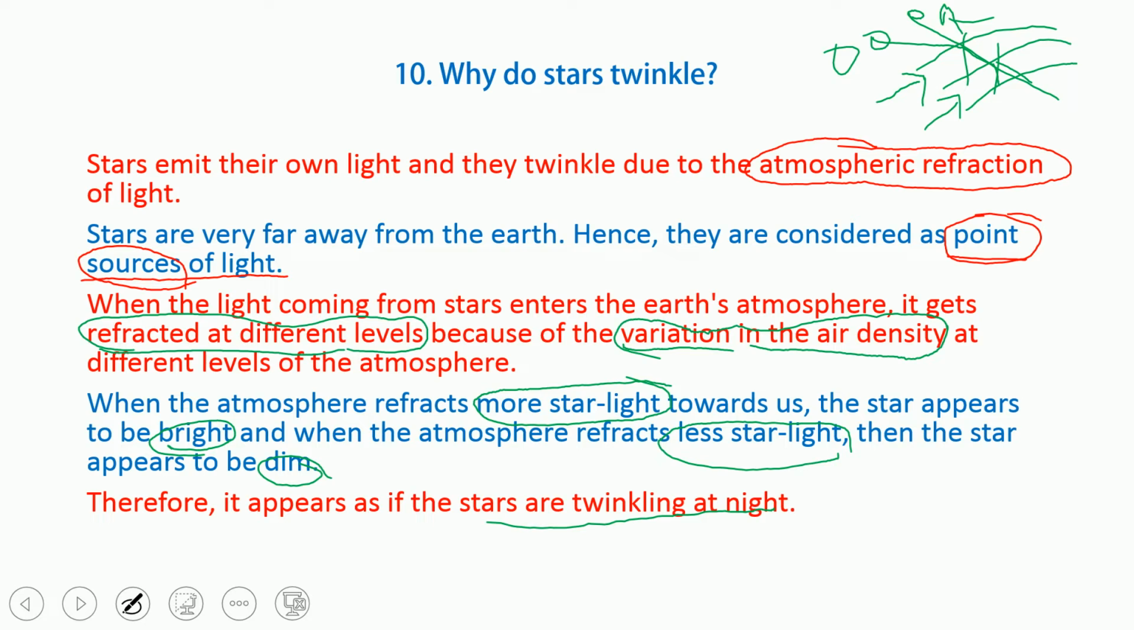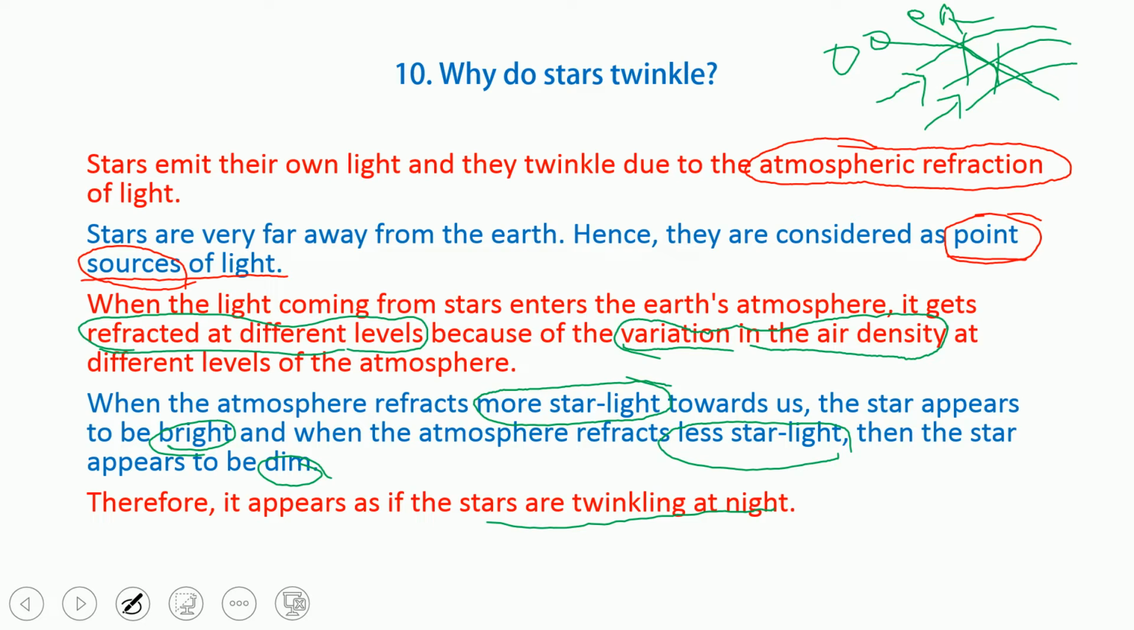Now one more point, if you want, you can add: because of the refraction, the star continuously changes its position, sometimes down, like that also. You can include the point. So this is the reason. Why do stars twinkle?